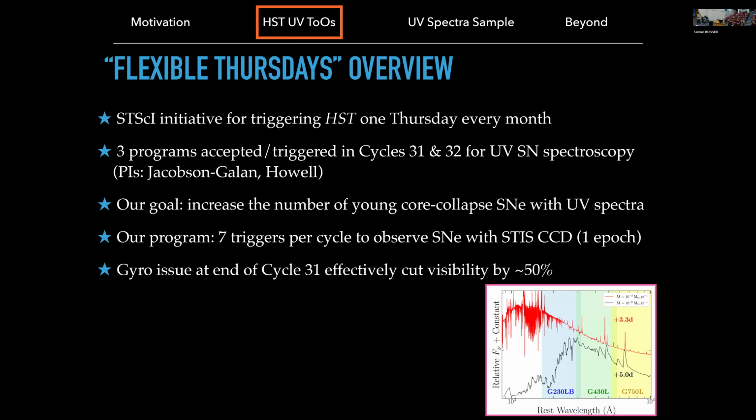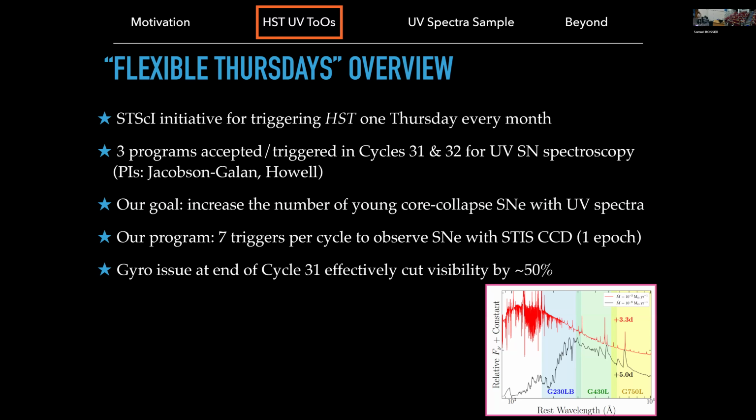24 total triggers. This was an initiative that we took advantage of in cycles 31 and 32 to obtain UV spectroscopy of type 2 supernovae. So we felt that we could probably utilize at least one Thursday a month to obtain 1 to 2 UV spectra with the STIS CCD. It's not the best UV instrument on HST. It only provides near UV coverage, but it is our opportunity to try to obtain young, early UV spectra of type 2 supernovae. So I'm going to walk through that process, but I'll highlight the problems already with HST.